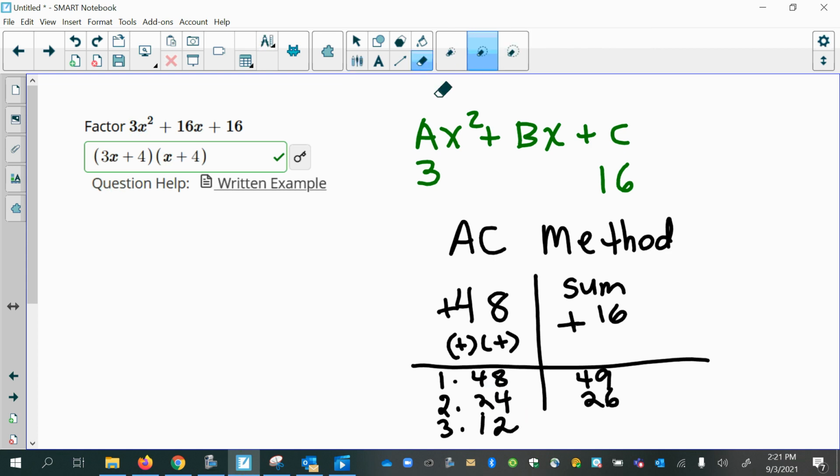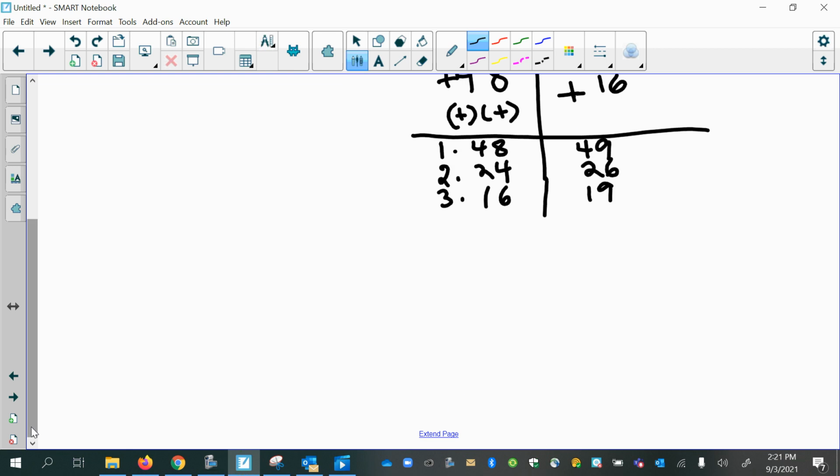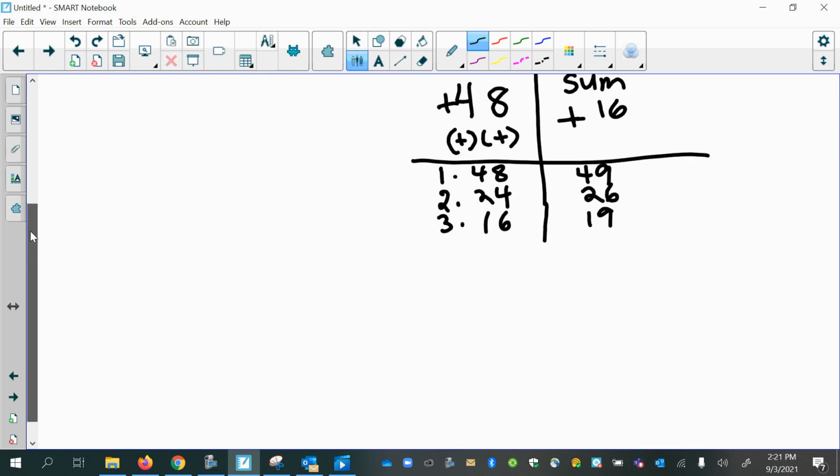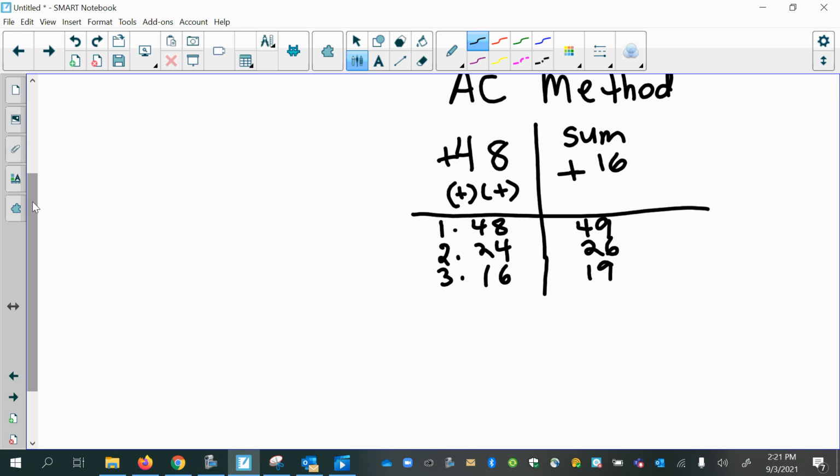Oops, that's not an answer. Should have been 3 times 16. That would give me 19. Still not hitting the mark here. Now, you might just think of, for instance, 48, you might have thought about 6 times 8 or 4 times 12, but I like to start with 1 and then go down with each number that goes evenly into that, just to make sure I haven't missed anything.